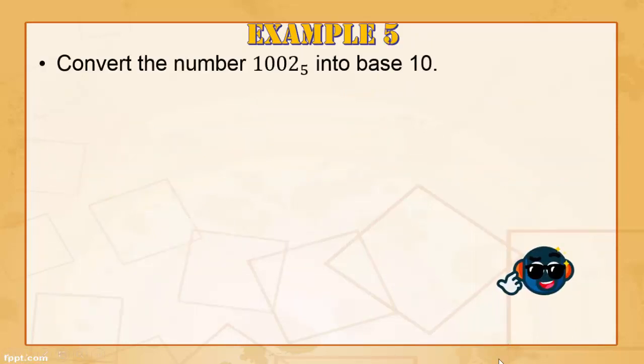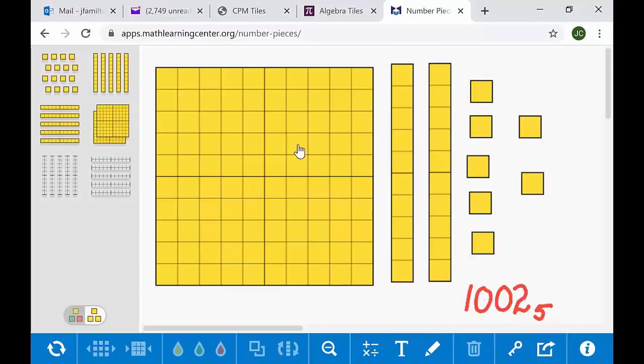In example number 5, we're going to go the opposite direction, and we're going to take 1002 base 5 and convert it back into base 10. So again, I'm going to show how this is done by blocks, and then I will show how it's done using a table. In example number 5, since I was unable to do the base 5 cube, I just put it in terms of its base 10 blocks.